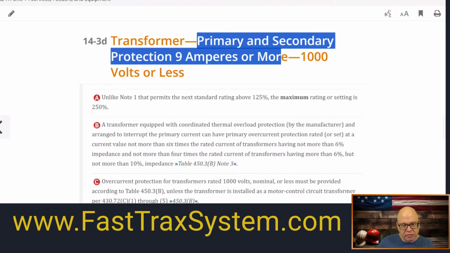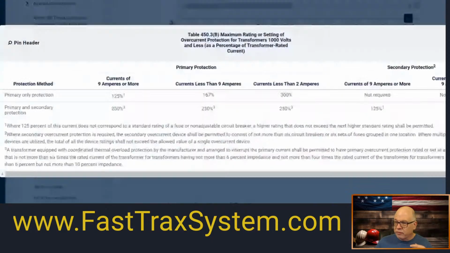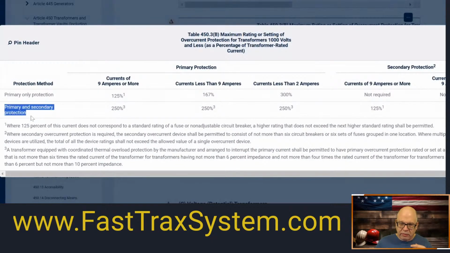Here are the other rules. Okay, so now we're going to be looking here. This is what you and I will probably deal with on an everyday basis.